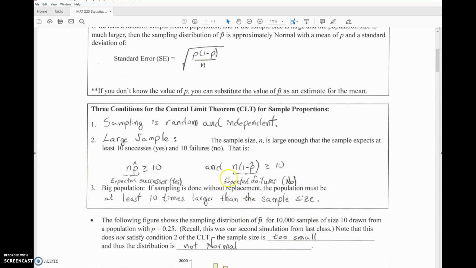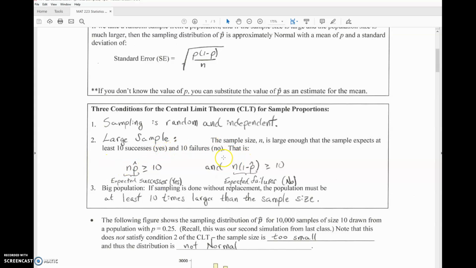So, 3 conditions for the central limit theorem for sample proportions. 1, the sampling must be random and independent. 2, you have to have a large sample. What do I mean by large sample? You basically have to have the sample size n large enough so that the sample expects at least 10 successes, yes, and 10 failures, no.